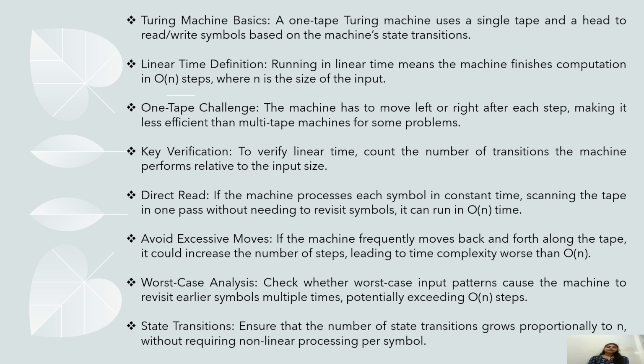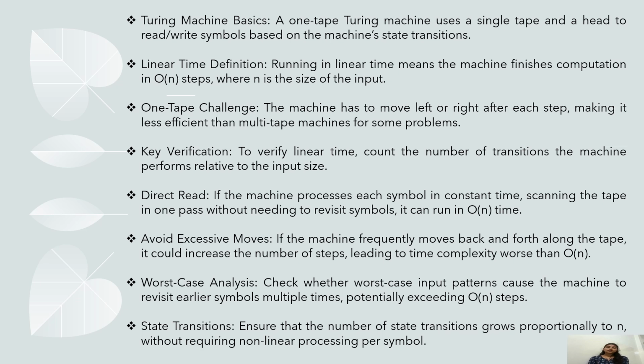The next is direct read. If the machine processes each symbol in constant time, scanning the tape in one pass without needing to revisit symbols, it can run in O of n time. The other one is avoid excessive moves. If the machine frequently moves back and forth along the tape, it could increase the number of steps, leading to time complexity worse than O of n.